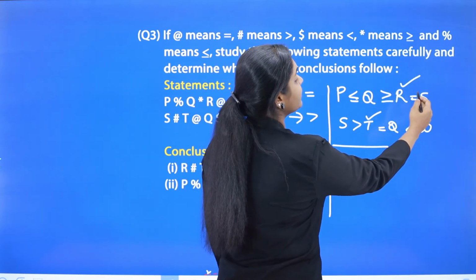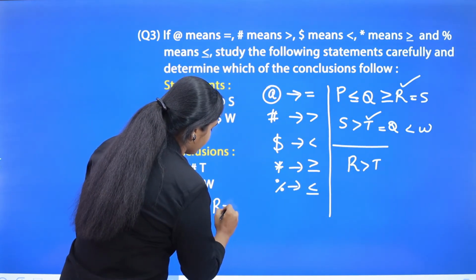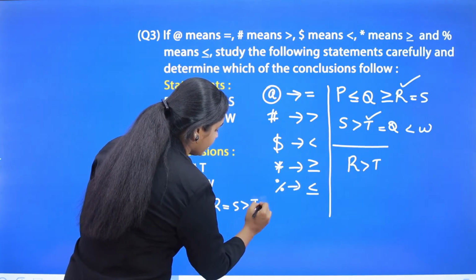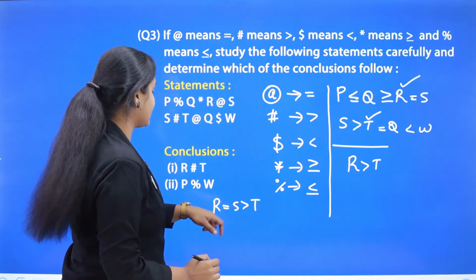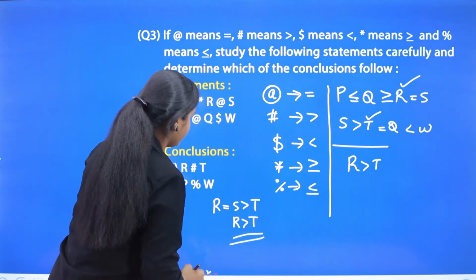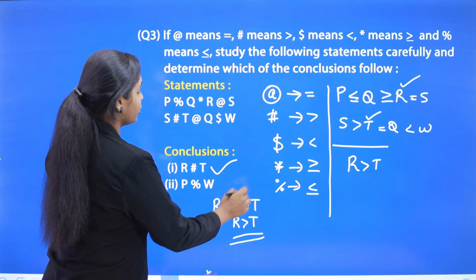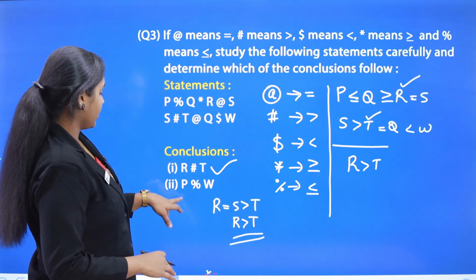It is given R is equal to S and S is greater than T. R is equal to S and S greater than T means what? We can substitute this S with R. So we can write here R greater than T. So that means R greater than T is the first conclusion. So that conclusion is right. Now let's check the next one.